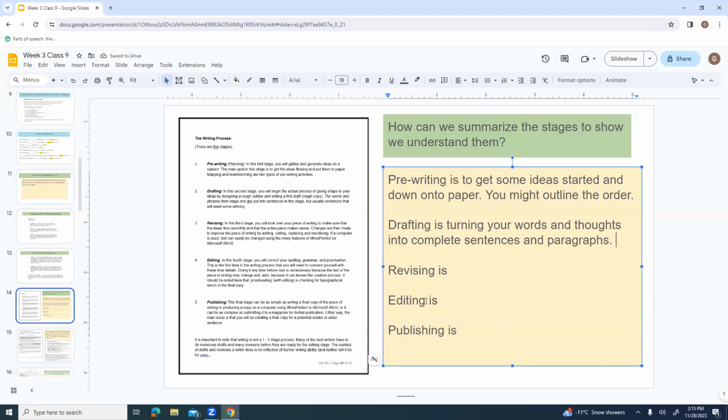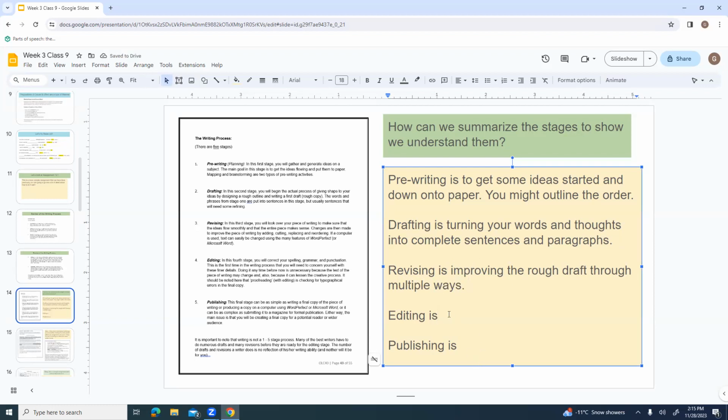Revising. Revising is when you are improving the rough draft through, I was going to say multiple ways. Multiple ways. We'll talk more about those ways tomorrow. It's a big part of tomorrow's thing.